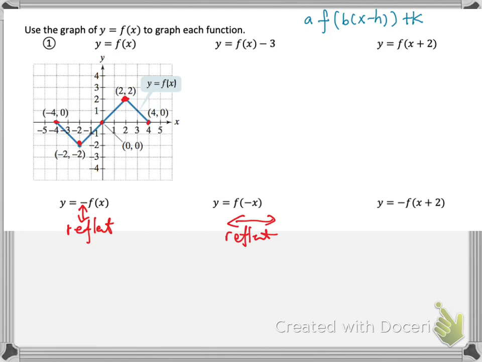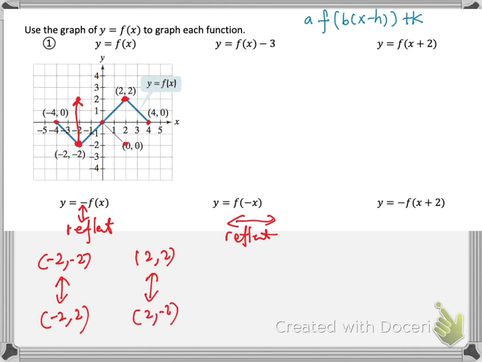Reflect vertically, so this point will go up to there. So (-2, -2) reflected vertically goes to (-2, 2). And then (2, 2) reflected vertically goes down to there, so it's (2, -2). Reflect vertically means x doesn't change, y changes to the opposite. So now we get the new picture, and these 3 points on the x-axis don't move.